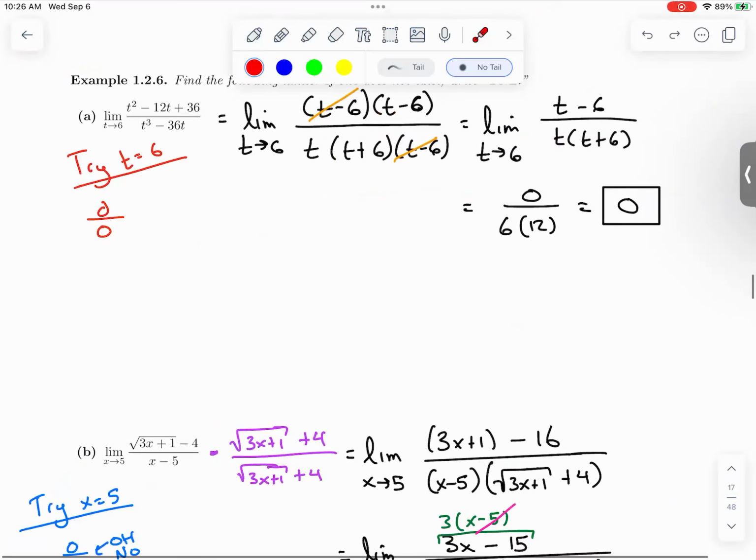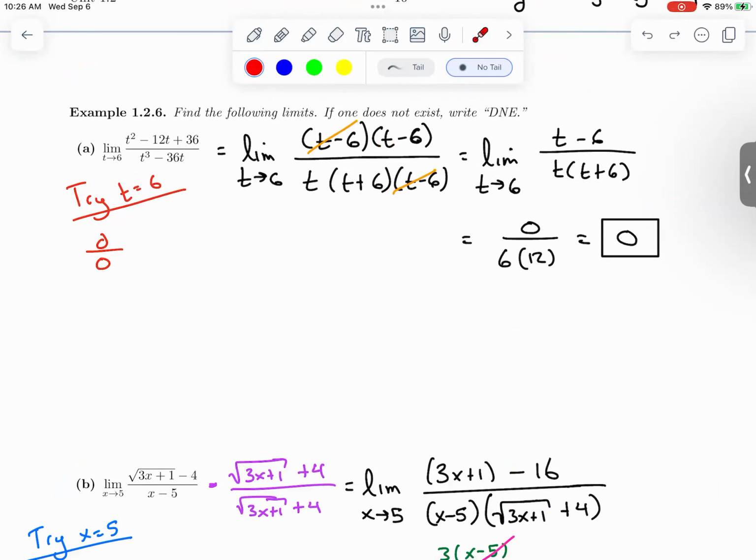Okay, second two, the first one, try plugging in t equals 6. I guarantee you will get 0 over 0. So that means we just need to factor it. And luckily for us, the first one is what we call a perfect square trinomial, which you don't need to know that terminology, but that's what it is. It's t minus 6 times t minus 6, or t minus 6 squared, however you want to write it.